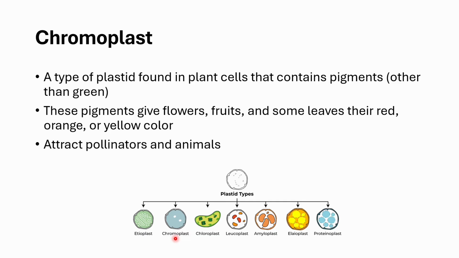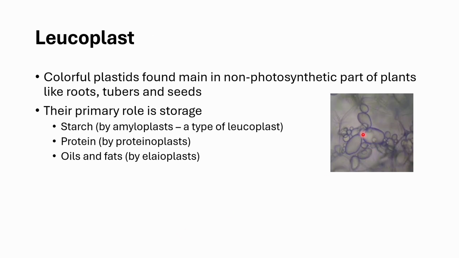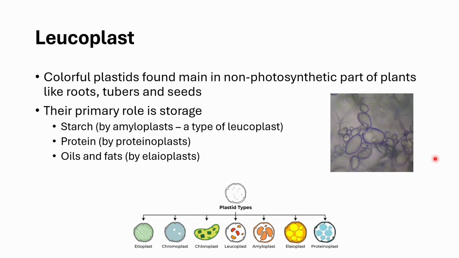The next one is a leucoplast. If you see it in the microscope, it will look somewhat like this, whereas the scientists, in order to make it easy for you, defined it like this. They said it looks somewhat like this. So leucoplast is a colorless plastid found mainly in non-photosynthetic parts of plants like roots, tubers, and seeds. It's non-photosynthetic, which means it doesn't take part in photosynthesis. That's why it's found in roots, tubers, and seeds. Their primary role is storage.